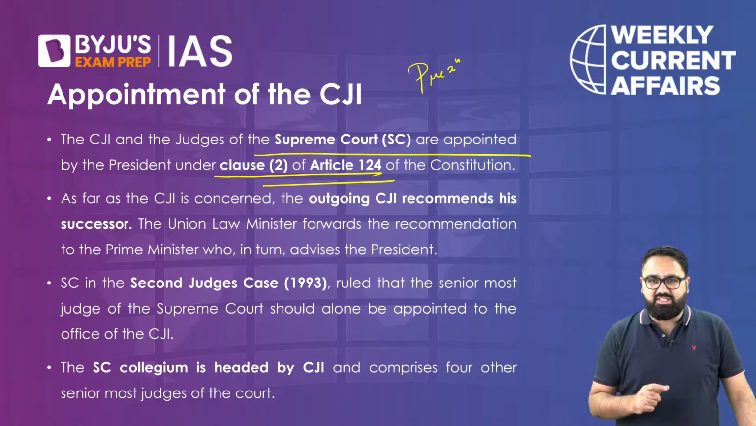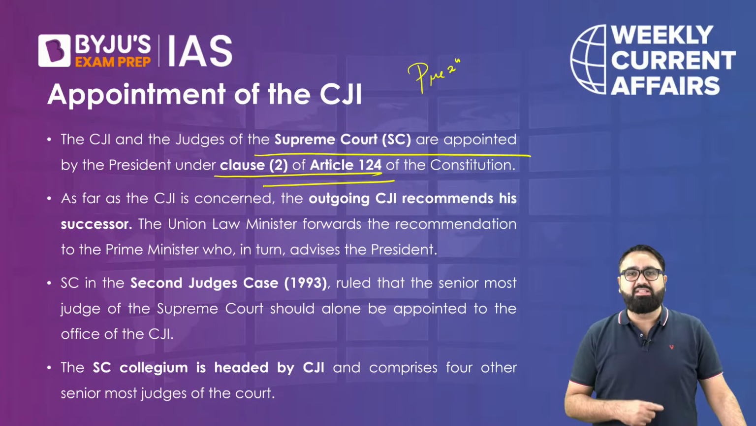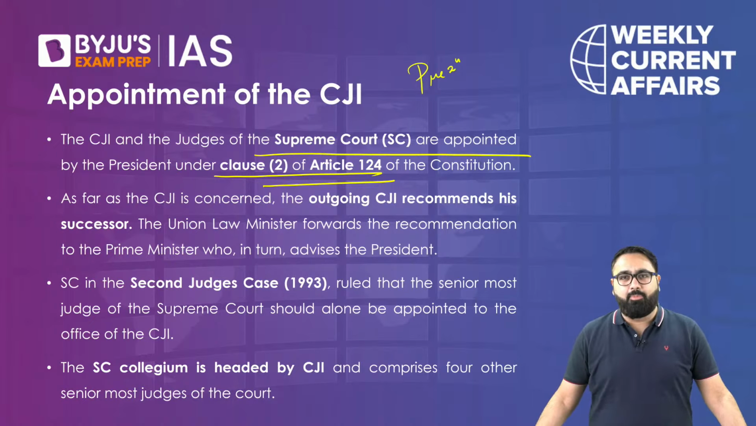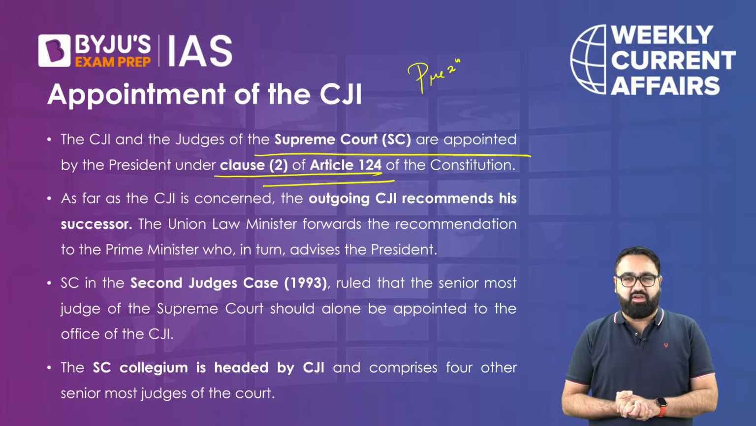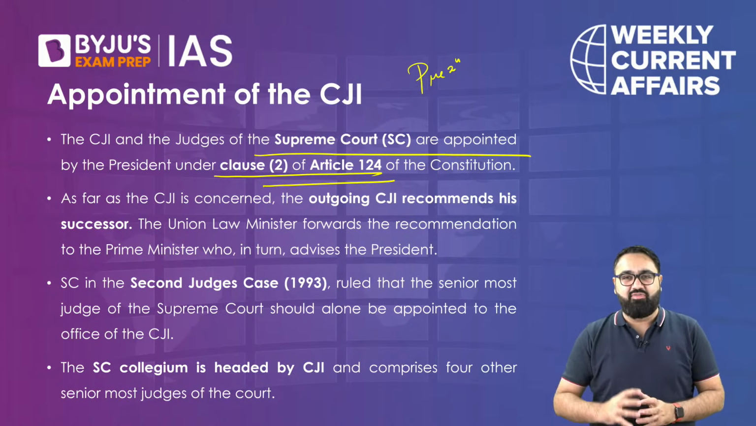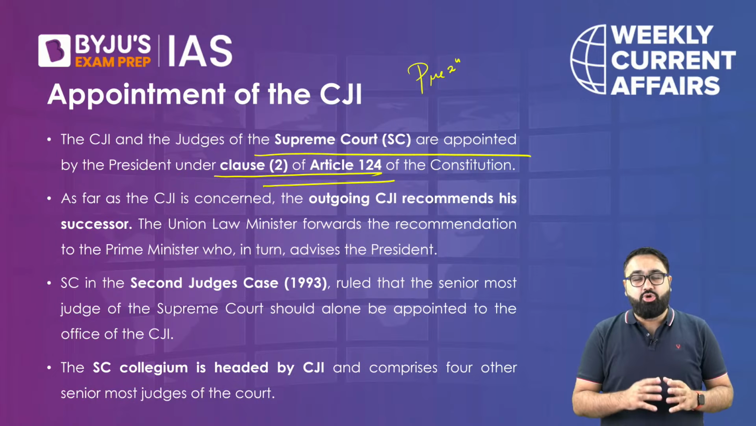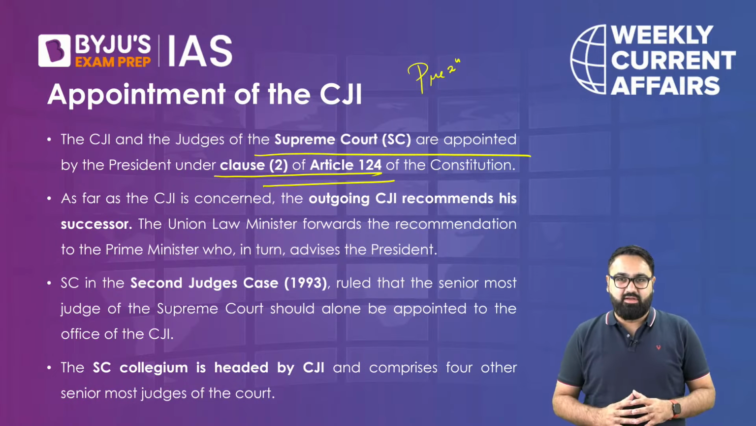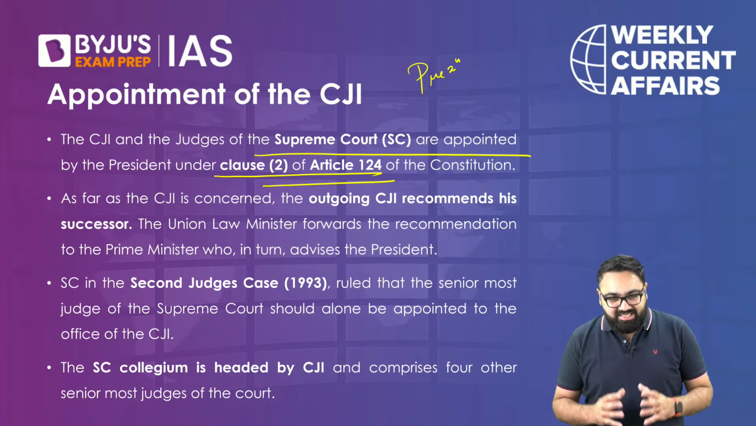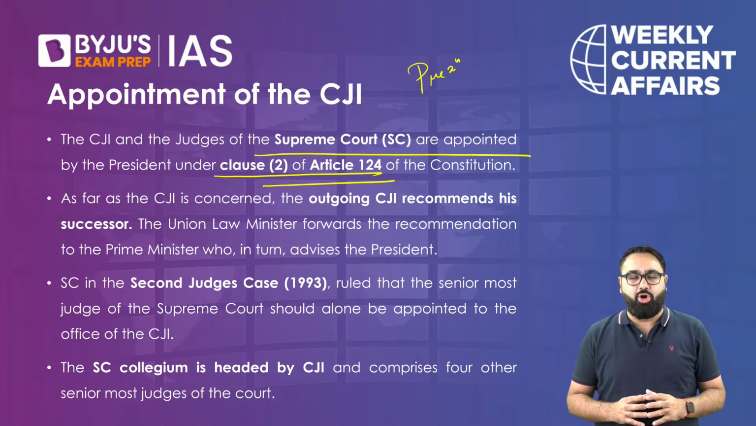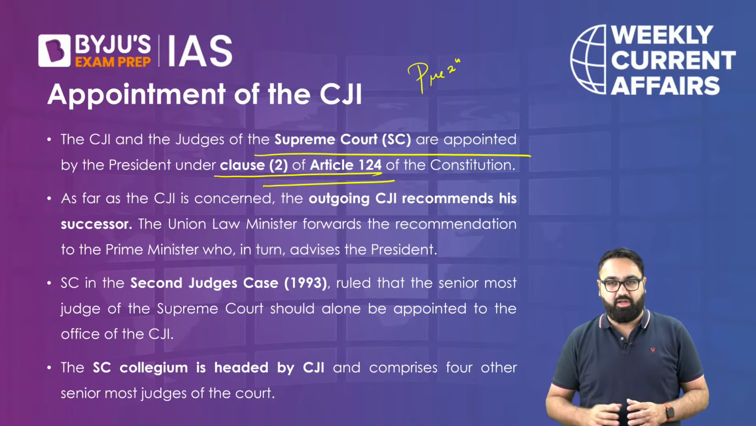Now, how is it that the Chief Justice of India is appointed in reality? What is the process that is followed? The process is very simple. When the current Chief Justice of India is nearing his age of retirement, he has the responsibility to nominate a successor. Usually, in most of the cases, you would see that the successor that the Chief Justice of India nominates is the senior most judge of the Supreme Court after him.